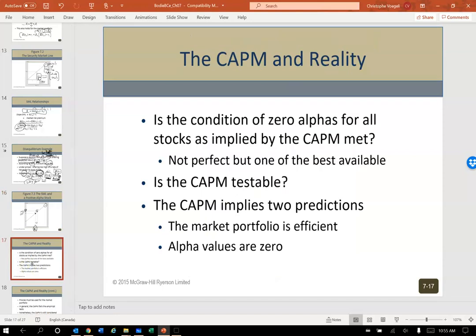So what's the reality? It's not perfect. The CAPM is not perfect, but it is one of the best tools out there. I know the Graham McEwen textbook even talked about a survey of investment professionals, and the vast majority still say they use CAPM as one of their main indicators in risk analysis and pricing securities.